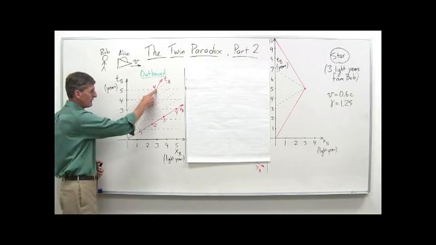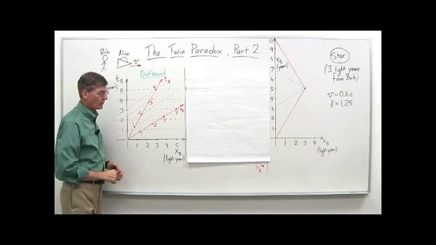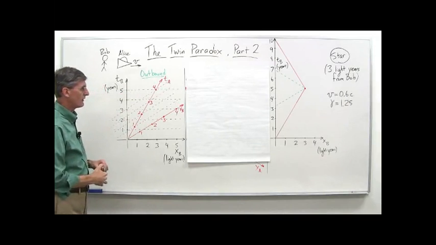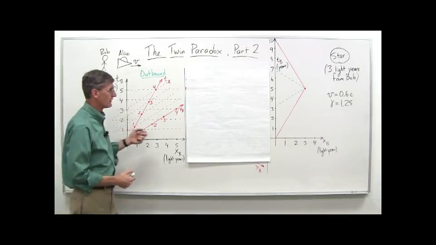Okay, so that's the outbound trip. We see that when Alice reaches the star, Bob's clock reads 5, Alice's clock reads 4. And so then the next thing we have to understand is the inbound trip back again. So let's take a look at that now.